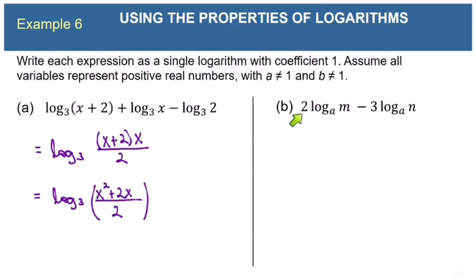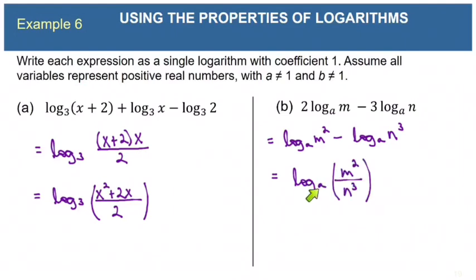And let's try that on part B. Now notice on part B we have coefficients. So those coefficients will have to be put back in their exponent position. So first we're going to have log base a of m squared, and then we're going to have minus log base a of n to the third. And now because this is a minus log term, this n to the third is going to go in the denominator. So now I'm going to have one log base a term, and the argument is m squared over n to the third.